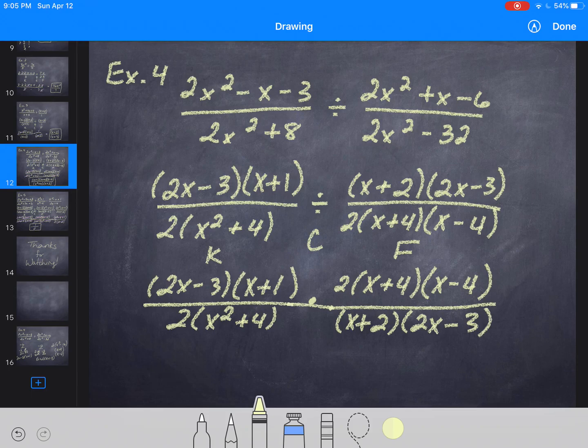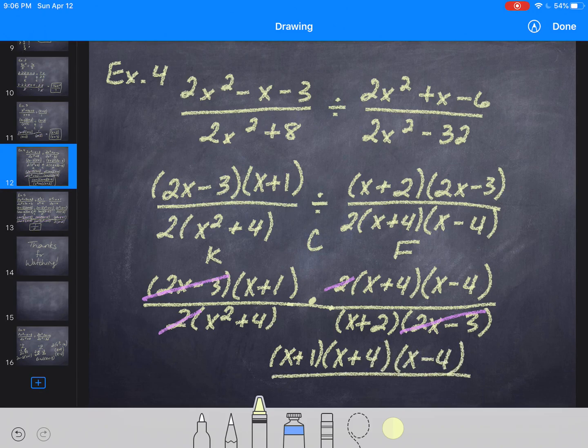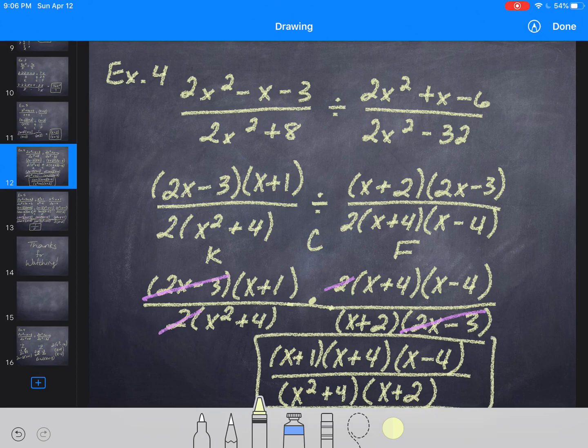Now I'm going to combine my fractions into one, and I'm going to cancel out any factors they have in common. I have a 2x minus 3 in my numerator and a 2x minus 3 in my denominator. I have a 2 in my numerator, I have a 2 in my denominator. Those are the only factors that I can cancel out. My answer is x plus 1, x plus 4, x minus 4, divided by x squared plus 4, x plus 2. It seems complicated, but this is our answer.